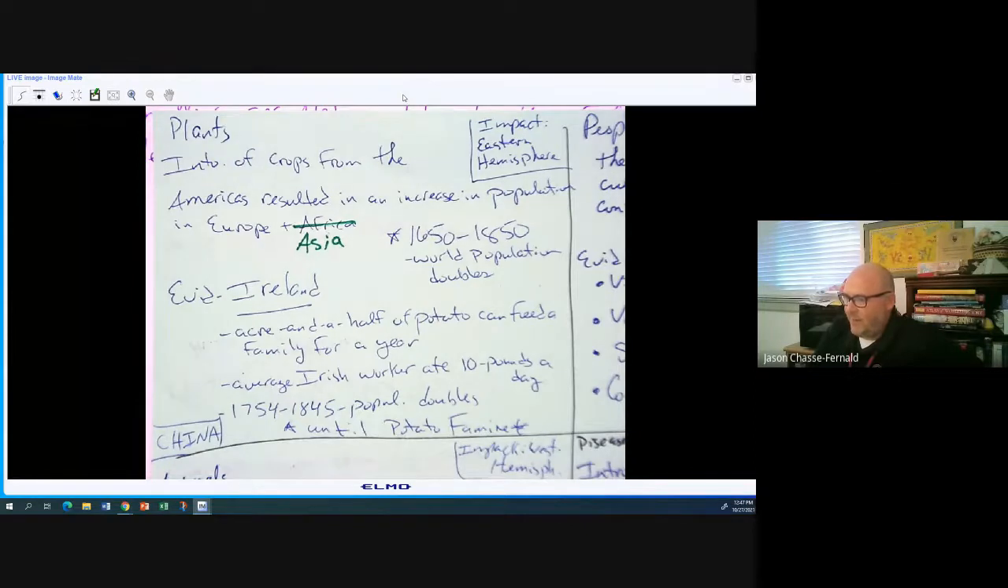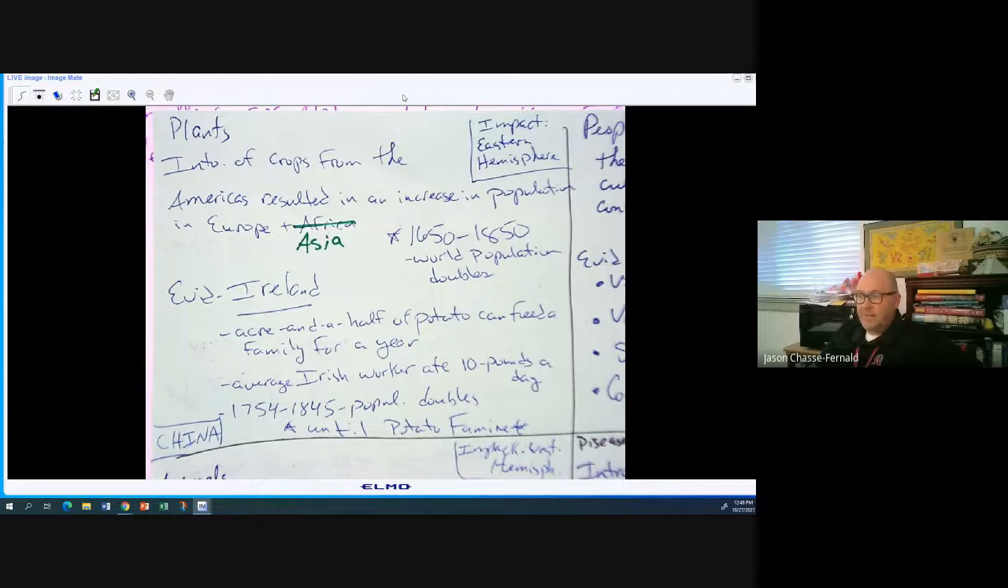Between 1754 and 1845, population in Ireland doubles as a result of the introduction of the potato, and that growth will go on until the potato famine hits in the mid 1840s, right? So in the mid to late 1840s, the potato famine will hit Ireland, and that will become a major depopulation event. I haven't seen these numbers, so I'm going to wing this a little bit. I believe the population was over 6 million in Ireland in 1645, and is going to be a little over 2 million by a decade later.